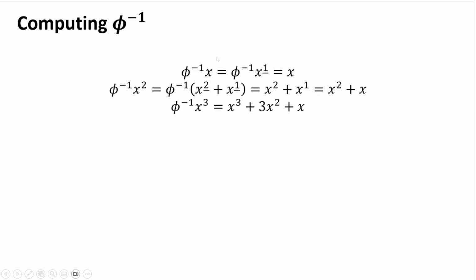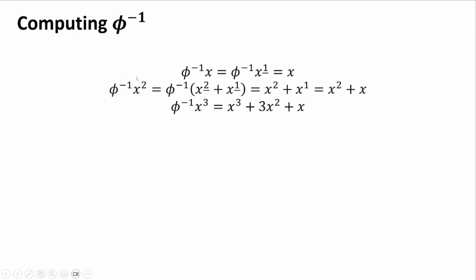This is how we can compute phi. Computing phi inverse is a little bit trickier. Phi inverse can operate only on the falling power. It doesn't know how to deal with the original power. So we want to change the original power into the falling power. X to the 1 is the same as x to the falling 1. And when we apply phi inverse to falling powers, we change the falling power into the original power as it is. So phi inverse of x to the falling 1 is x.